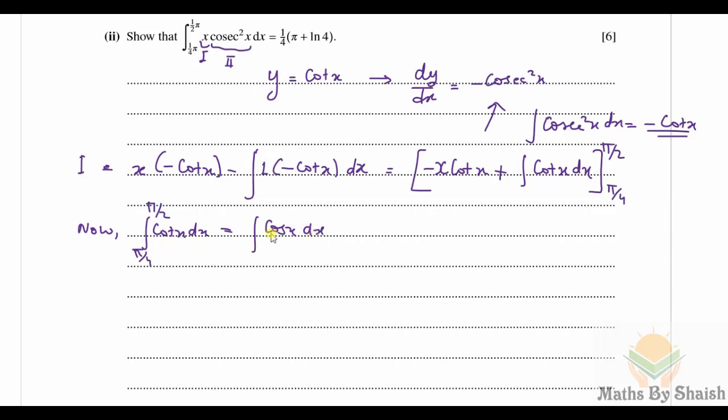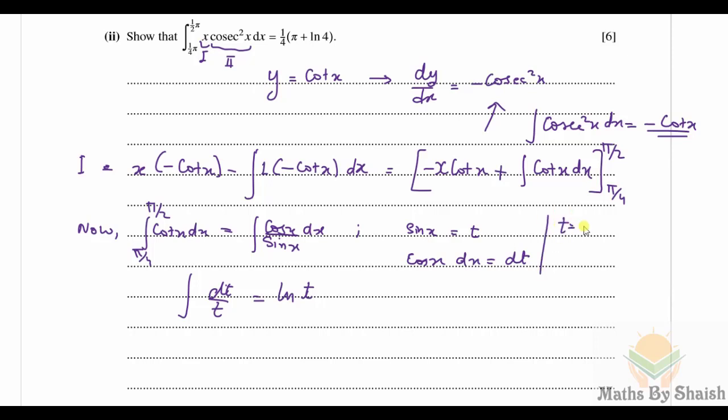cos x dx over sin x, and if we substitute sin x as t, then differentiating both sides, cos x dx over dt is 1, so I'll write cos x dx is equal to dt, and hence we'll substitute it here. We'll get it as dt over t, which is of course ln modulus t, I'll write only t because it is going to be positive in pi by 4 to pi by 2. So now let's change the limits as well.